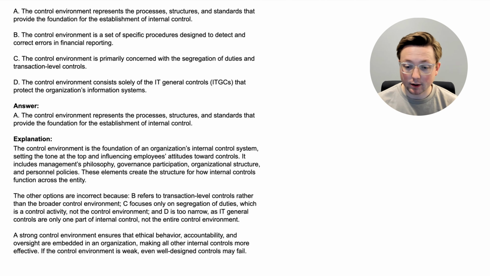And D is too narrow, as IT general controls are only one part of internal control, not the entire control environment. A strong control environment ensures that ethical behavior, accountability, and oversight are embedded in an organization, making all other internal controls more effective. If the control environment is weak, even well-designed controls may fail.